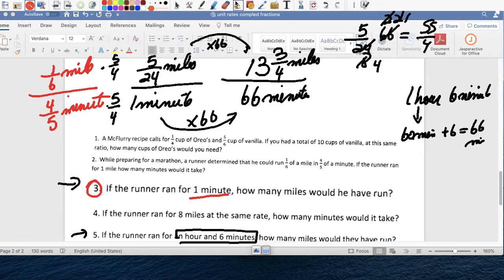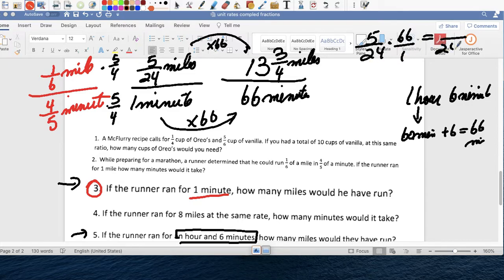Okay, so if you didn't want to simplify, it depends if you're using a calculator. So just multiply 5/24 times 66. I'll put 66 over 1 here. 24 times 1 is 24. 5 times 66 is 330. Okay, 330 divided by 24 is 13.75, which is the same thing as that one. So again, we use the unit rate to do our prediction.